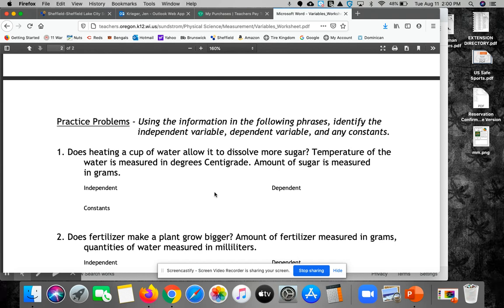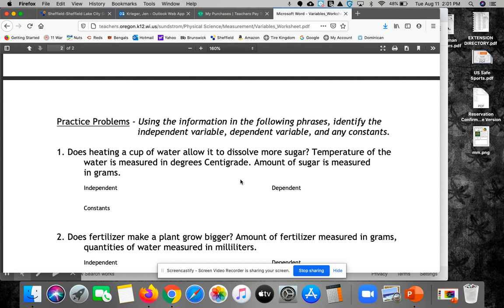What are they putting in the experiment to change, and what are they measuring? Independent variable. Think about that. What are they changing? Hopefully you thought it is the temperature of the water, which is degrees centigrade. So they're only changing the temperature of the water to figure out, did sugar dissolve? Did it not dissolve? A little bit.